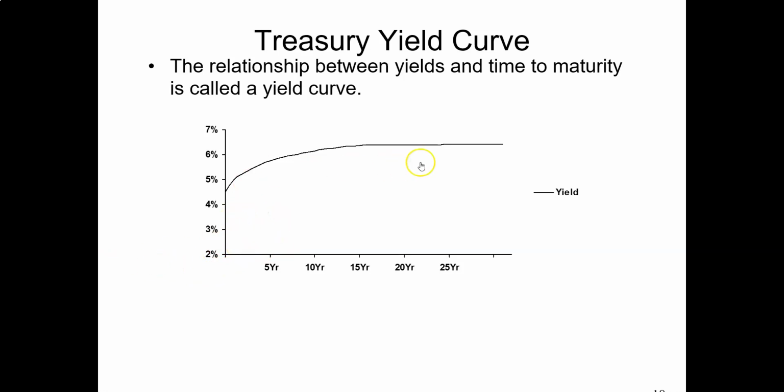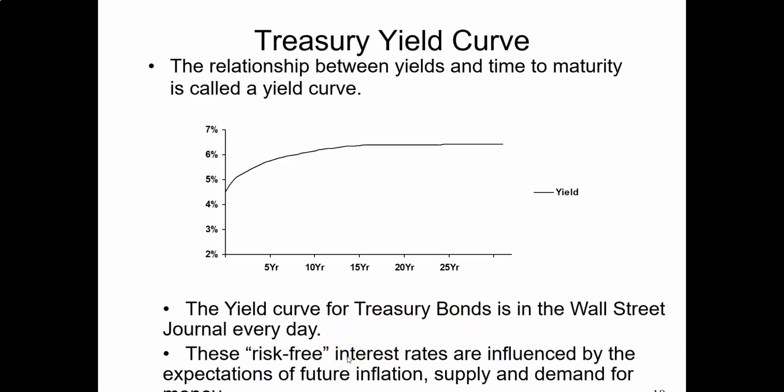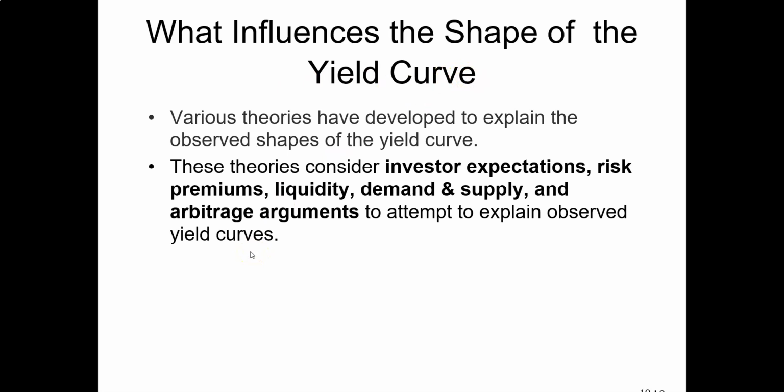If we draw a graph of this interest rate and its maturity, then we have this graph called treasury yield curve. You may find treasury yield curve is a hot topic in business news. Then naturally we ask the question, what will affect the shape of yield curve? Well, we have many discussions and theories about explaining the shape of yield curve.